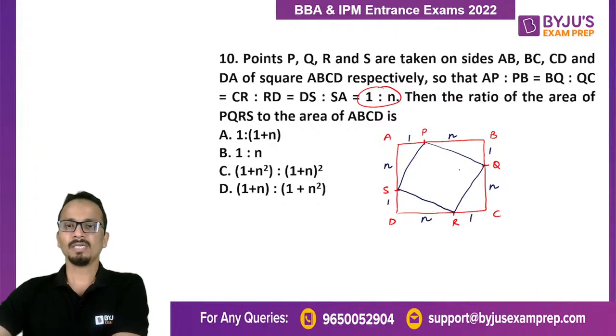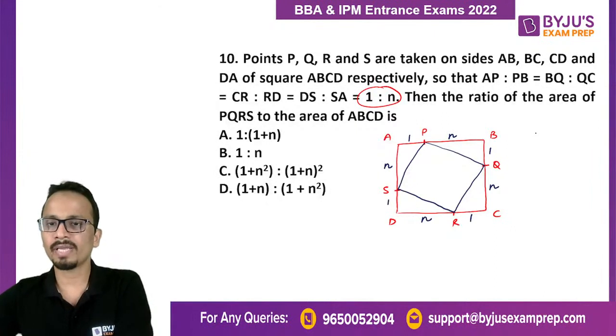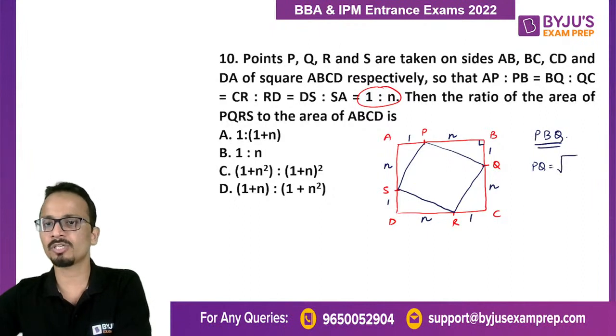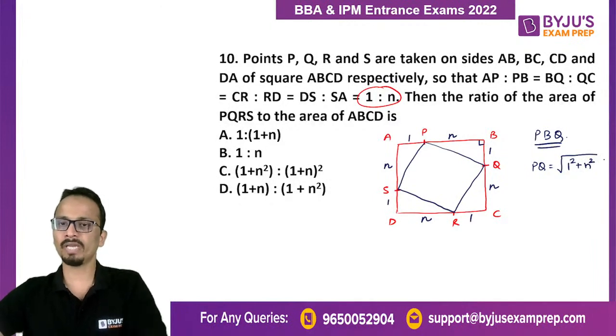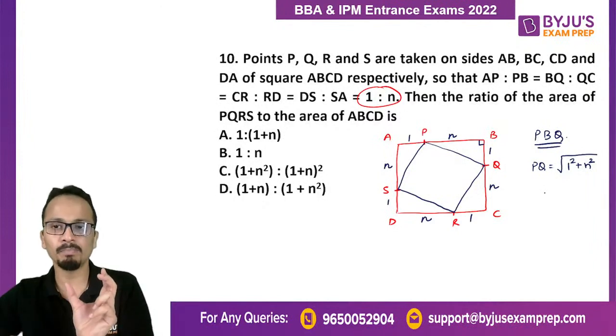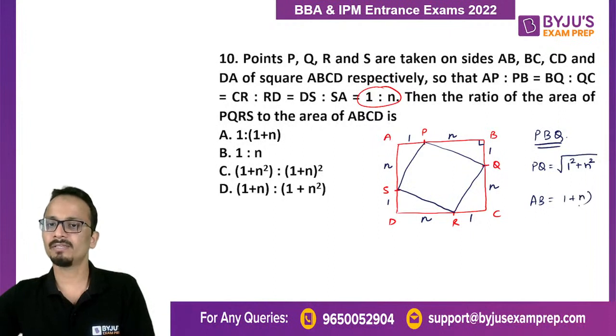All right. Now consider any of the right angle triangles. I'm considering triangle PBQ. So PBQ is a right angle triangle. So here the length of PQ will be equal to, using Pythagoras theorem, under root of 1 square plus n square. Okay, this will be the length of PQ. That is the side of the blue square. The side of the blue square is PQ, and AB, which is the side of the red square, will be 1 plus n.